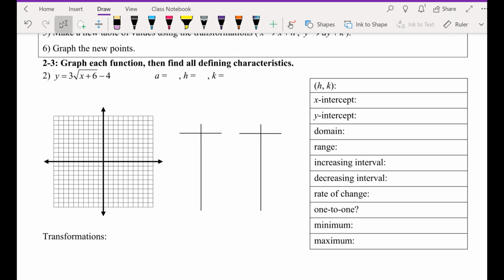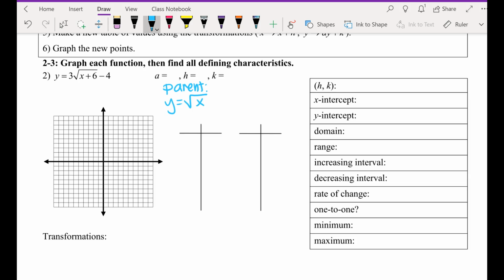So I'm going to graph this out. Then you're going to tell me all of the stuff in the box. We are always going to start with the parent. If you strip off all the transformations, what is the parent? It's y equals what? Right, square root of x.